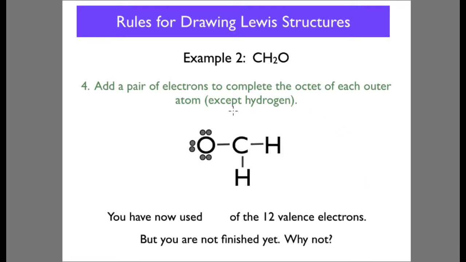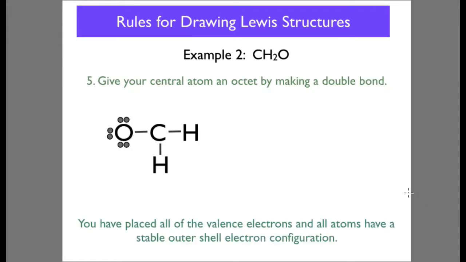So we've got the lone pairs on the oxygen here. 1, 2, 3, 4, 5, 6, 7, 8. It has an octet. We've now used 12 of the 12 valence electrons, but we're not quite finished yet. Why not? Can you see something a bit odd with the carbon? We've got to give the central atom an octet by making a double bond. So one of the lone pairs here will move over and form a double bond between the carbon and the oxygen, or get involved in a double bond, should I say.